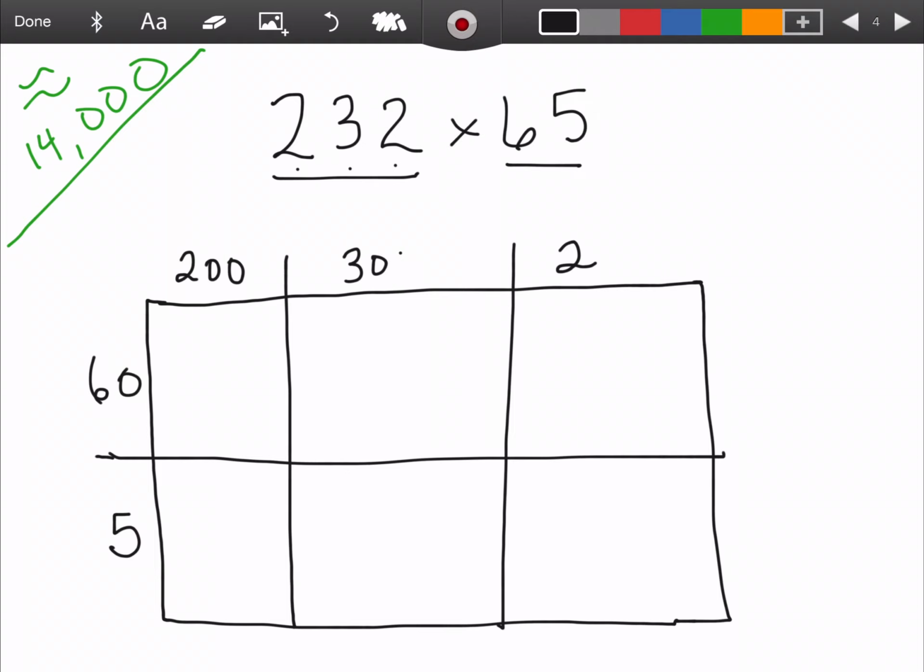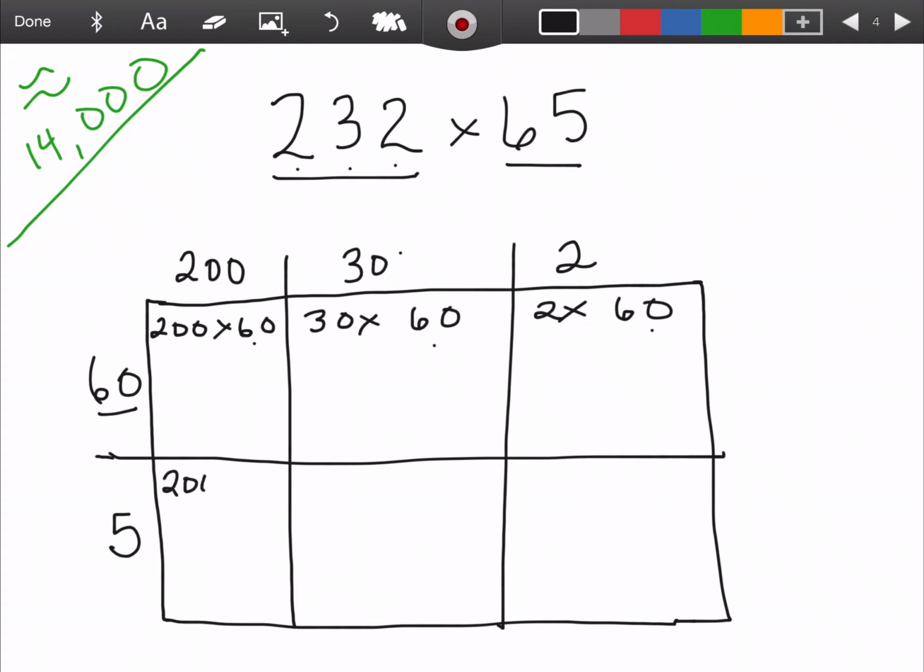My first job is to write the number on the top. So 200, 30, and 2. And then I will multiply the number that's directly to the side. In this case, 60. 60 times, 60 times, 60. I've set it up right because the second digit is all the same. And then I do the same to the bottom row.